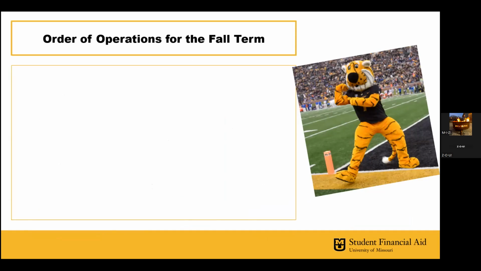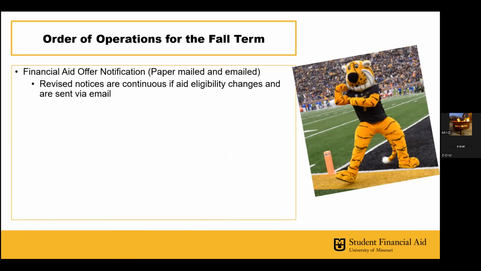Okay, so we get a lot of questions about, okay, so I got my financial aid offer notification, how does it all work? What happens? So we kind of just talked about the difference between financial aid and cashiers, but here's the order of operations. So you're going to get your financial aid offer notification, and as an incoming freshman or transfer, you get a paper one mailed to you, and then from there on out, we're going to email you any revised notices.